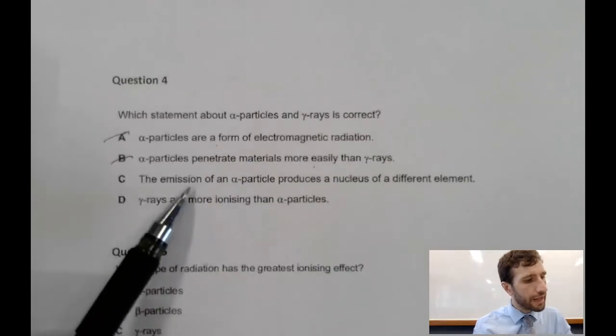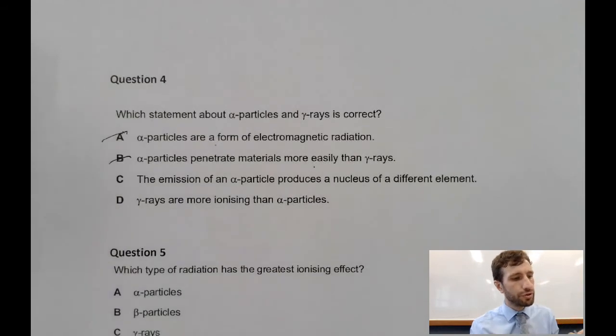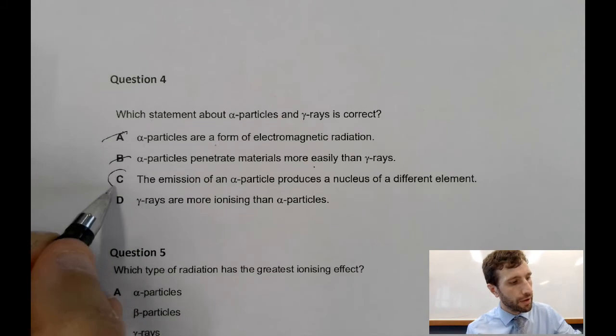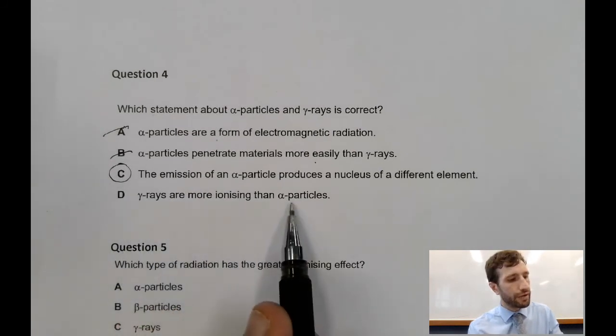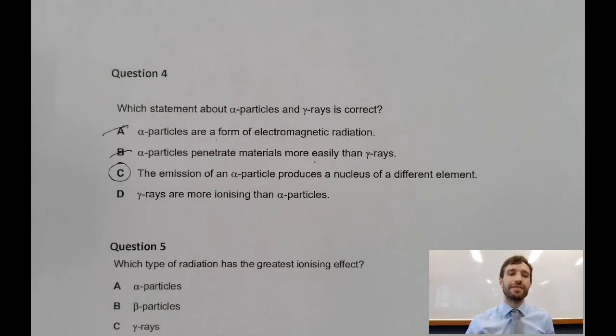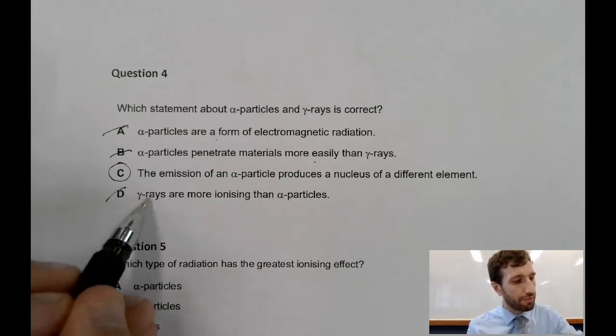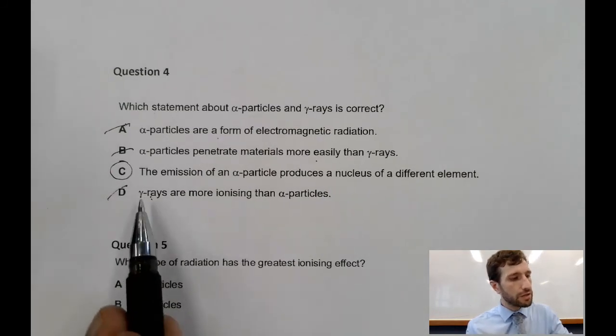The emission of an alpha particle produces the nucleus of a different element. Ah, very good. This is our answer here. We'll talk about that in a second. We'll just go to check D. Gamma rays are more ionizing. Well, again, we've talked in lessons that more ionizing means worse at penetrating. And so therefore, actually, this is incorrect. Alpha is more ionizing.